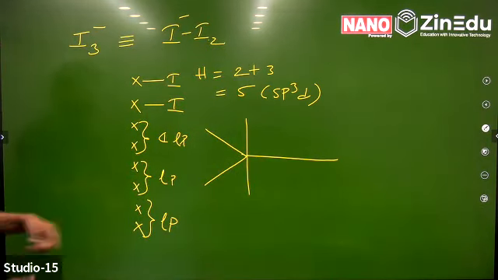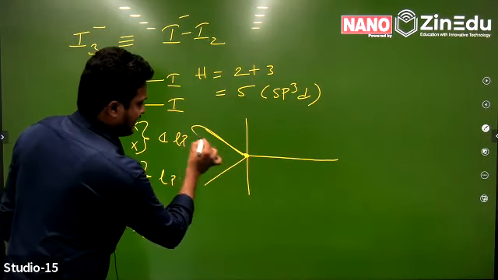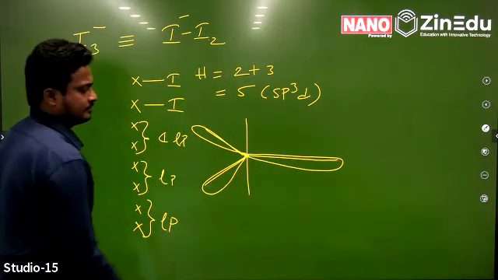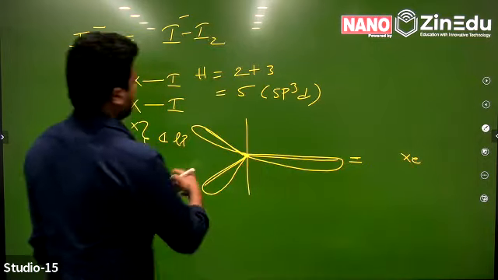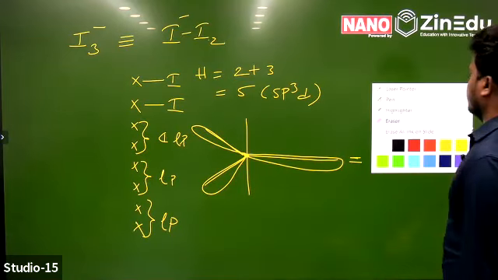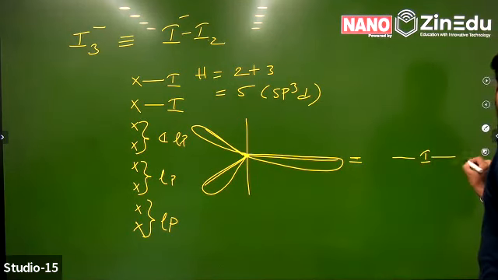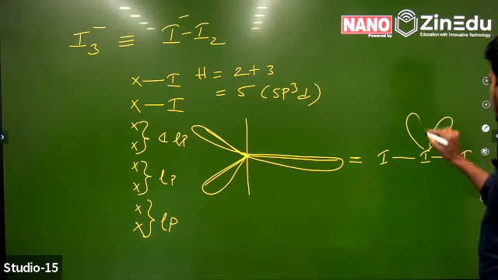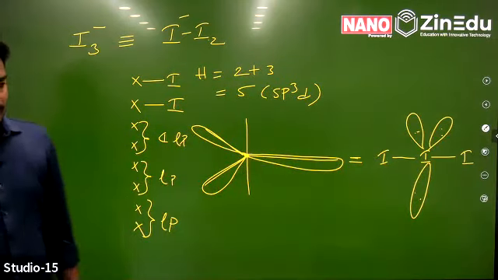Now see, here we have 3 lone pairs. This is the central atom. If I consider this as lone pair 1, this one 2 and this one 3, then the molecule looks like this. The central atom is iodine, not Xe, sorry, with 2 iodines around it, and these are the first, second and third lone pairs. The shape of the molecule is linear.